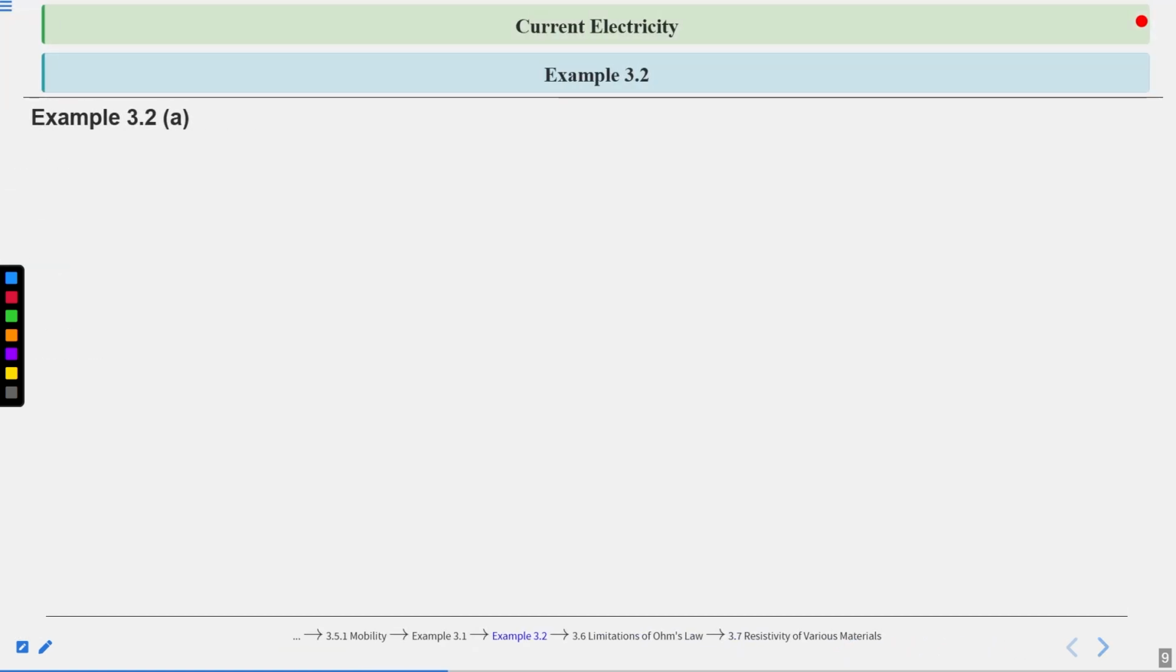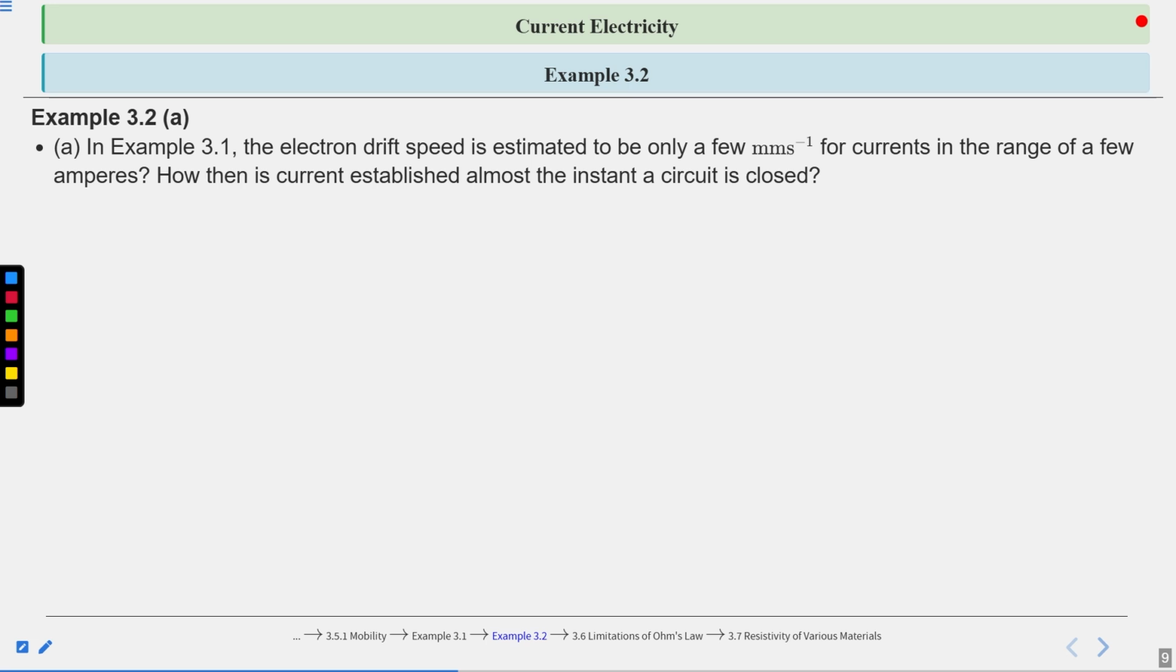Now next, example 3.2, A part. What is A part? In example 3.1, the electron drift is estimated to be only a few millimeters per second for currents in the range of a few amperes. How then is current established almost the instant a circuit is closed?